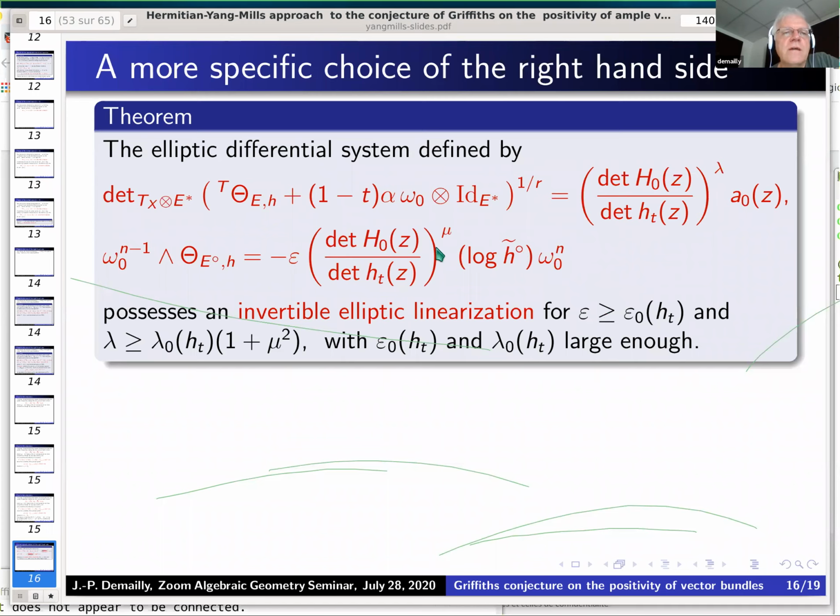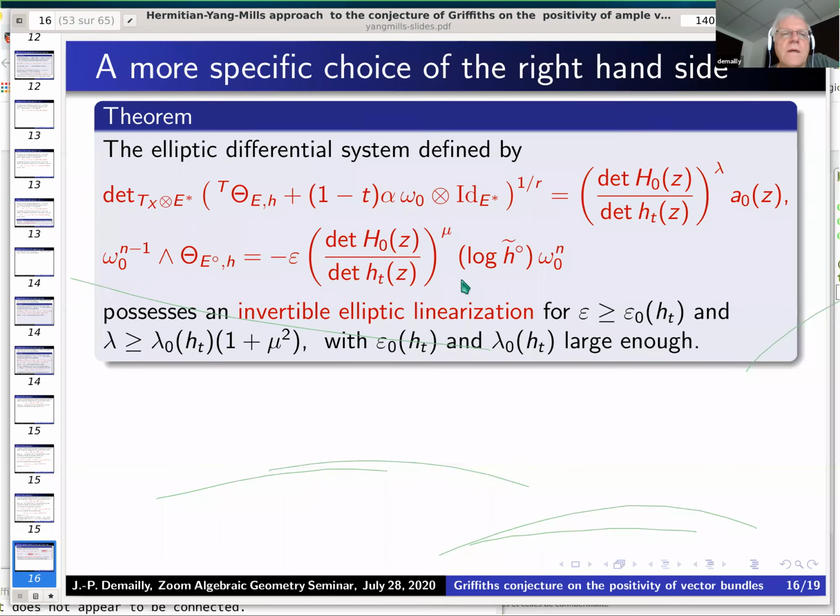And one can check by differentiation that this will actually be an invertible elliptic operator if you choose appropriately the constants, namely for epsilon large enough, not too small. Of course, we know that in the Uhlenbeck and Yau, everything explodes when epsilon goes to 0. So you should not take epsilon to 0 here. So it should be bounded below by some constant epsilon 0. And then you still have the choice of lambda and mu. Well, mu is more or less arbitrary, could be 0.